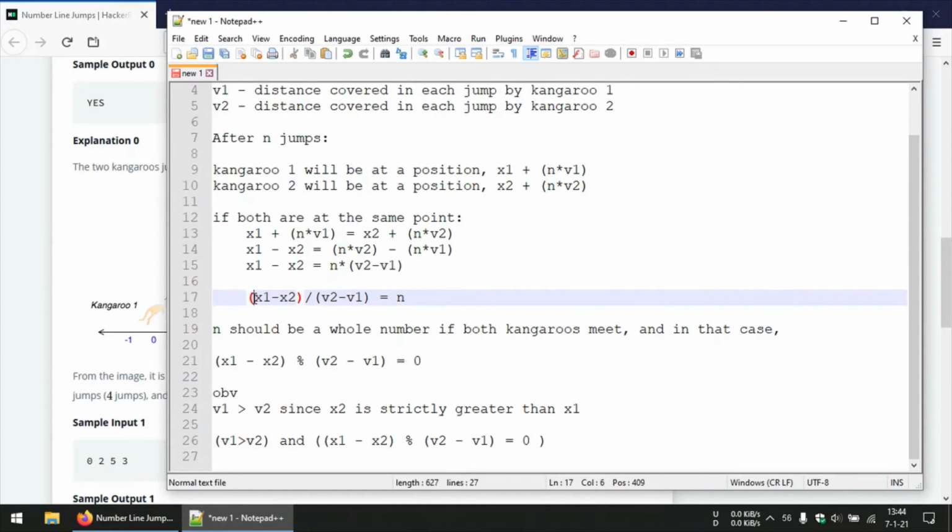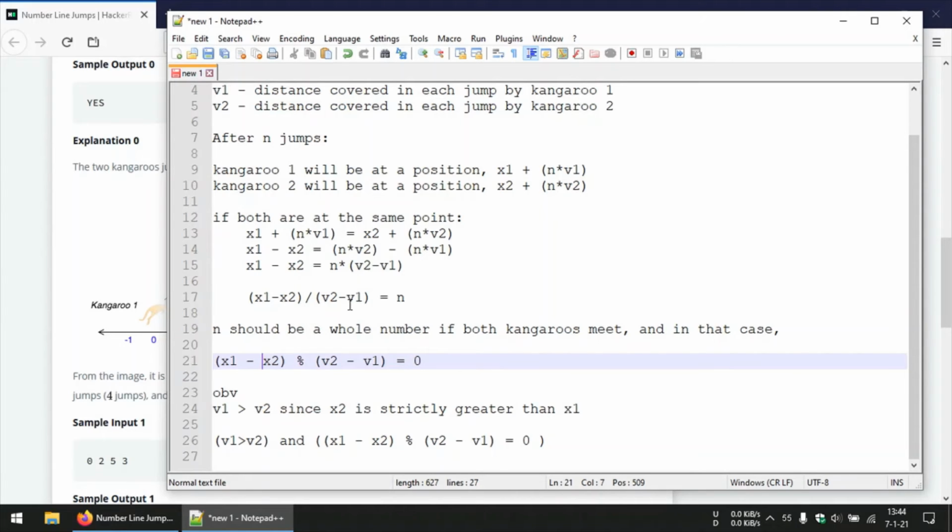That is, if you take the modulus of these two values, you will get 0, since v2 minus v1 evenly divides x1 minus x2. So you should get a modulus value of 0. And this is what we should check in this program, to check if both kangaroos can land at the same point.